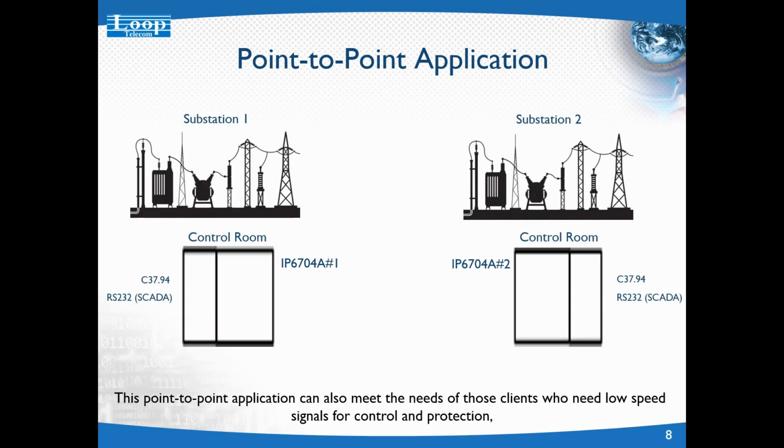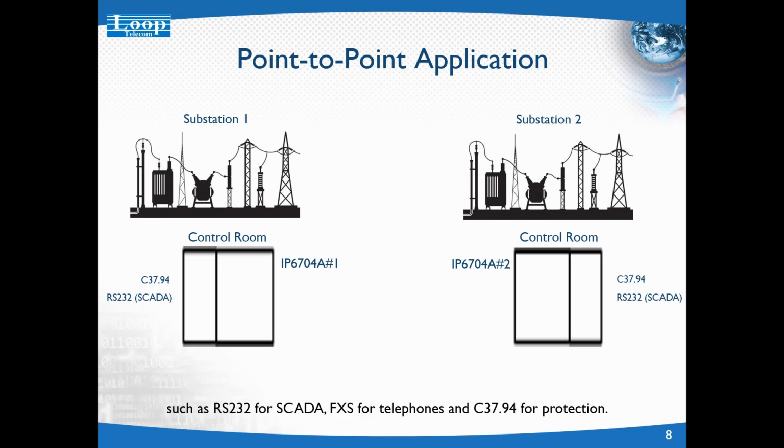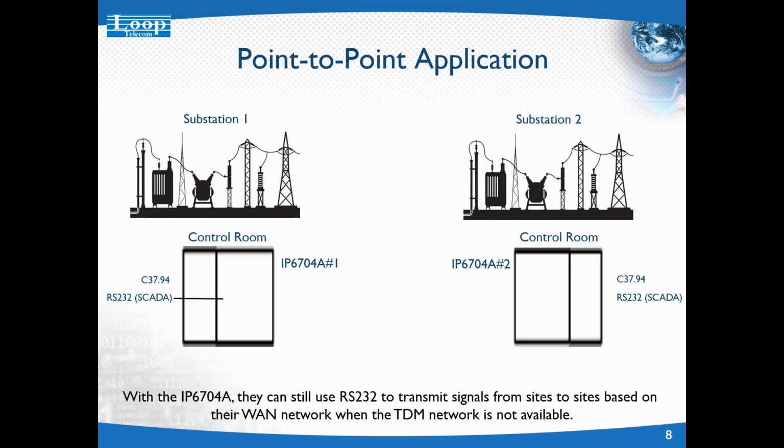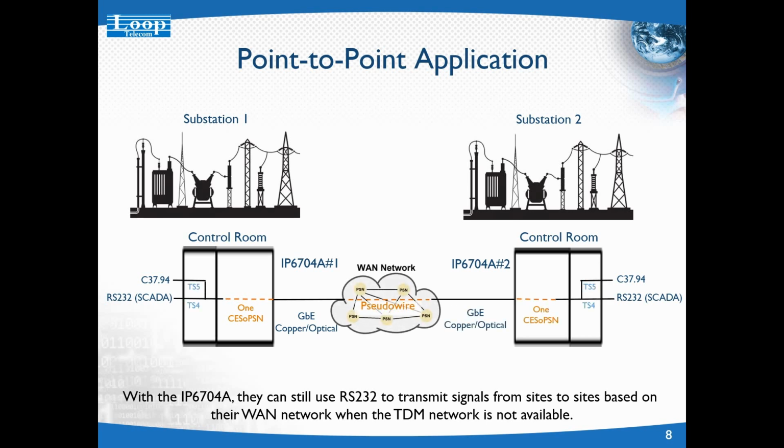This point-to-point application can also meet the needs of those clients who need low-speed signals for control and protection, such as RS-232 for SCADA, FXS for telephones, and C37.94 for protection. These clients may have a very nice Ethernet network but an old TDM equipment without support or spare parts. With the IP6704A, they can still use RS-232 to transmit signals from site to site based on their WAN network when the TDM network is not available.